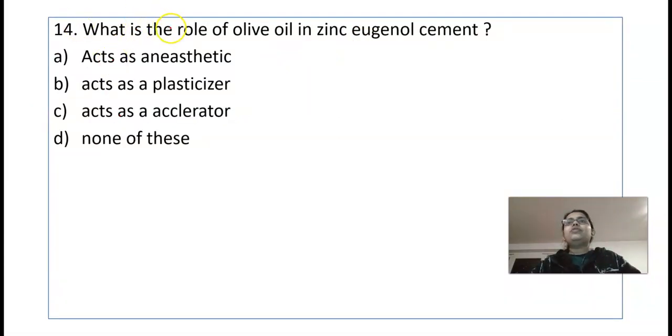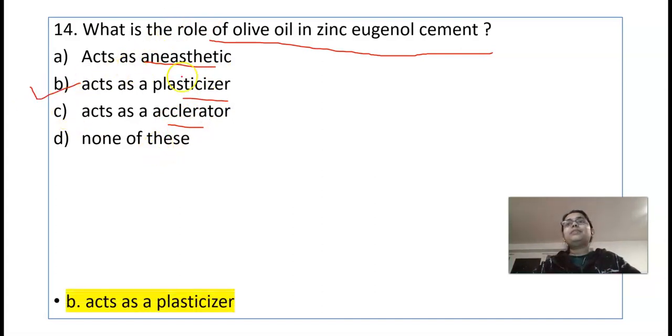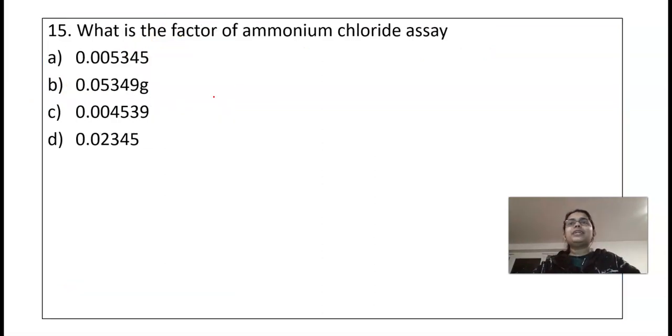Then what is the role of olive oil in the zinc eugenol cement? Again the role of oil is there. So what is the main role of olive oil in zinc eugenol cement? There are 4 options: anesthetic, plasticizer, accelerator, or none of these. So the correct answer is B, right? It acts as a plasticizer, okay, not anesthetic.